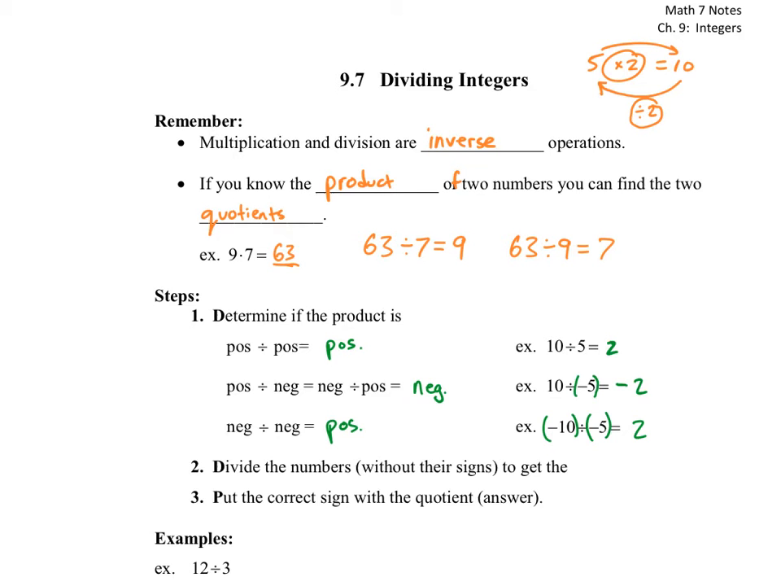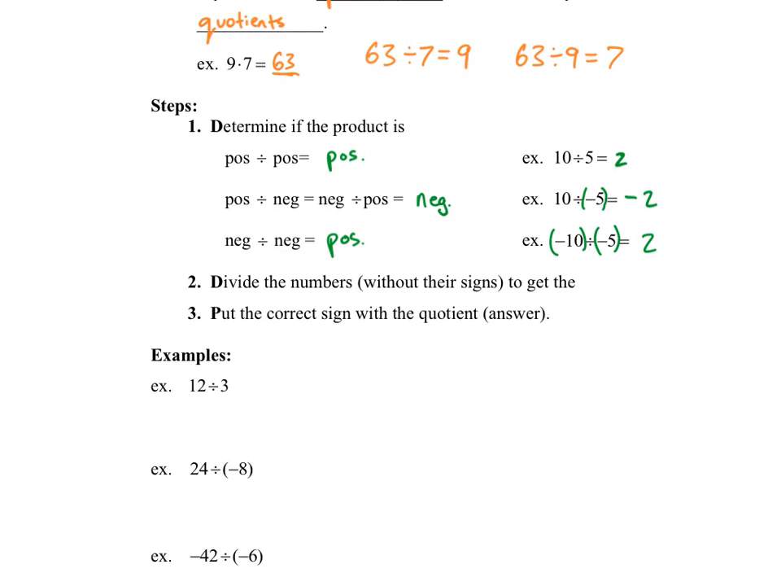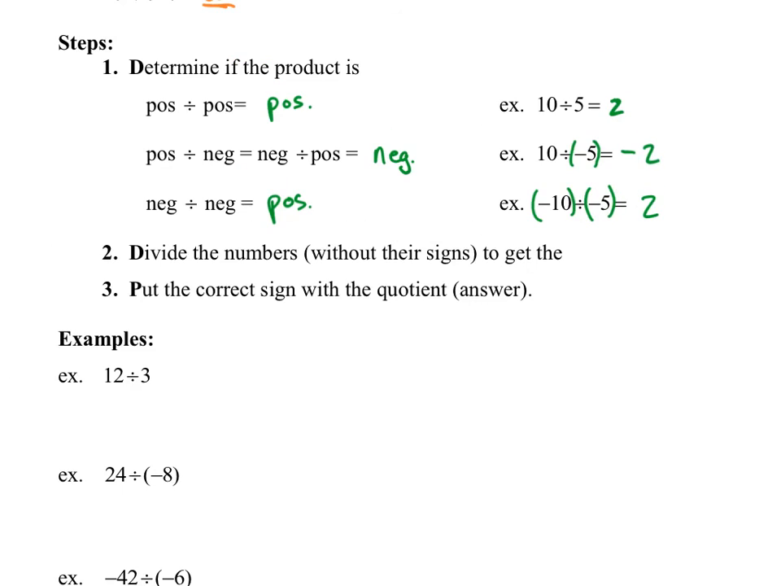So kind of did all of it together really just in this first step, which is probably poor teaching, but sorry about that. So you divide the numbers without their signs to get the, I don't know, quotient, maybe I should say, but I'm going to say the number. Just that told us for those examples that it was a 2 each time. And then you have to make sure you have the correct sign with it, either no sign for positive or a negative sign for negative.